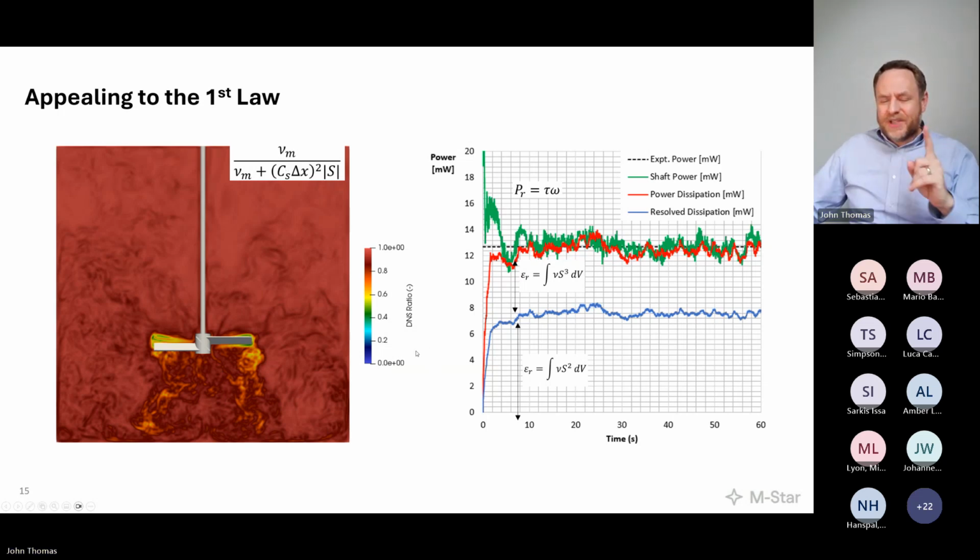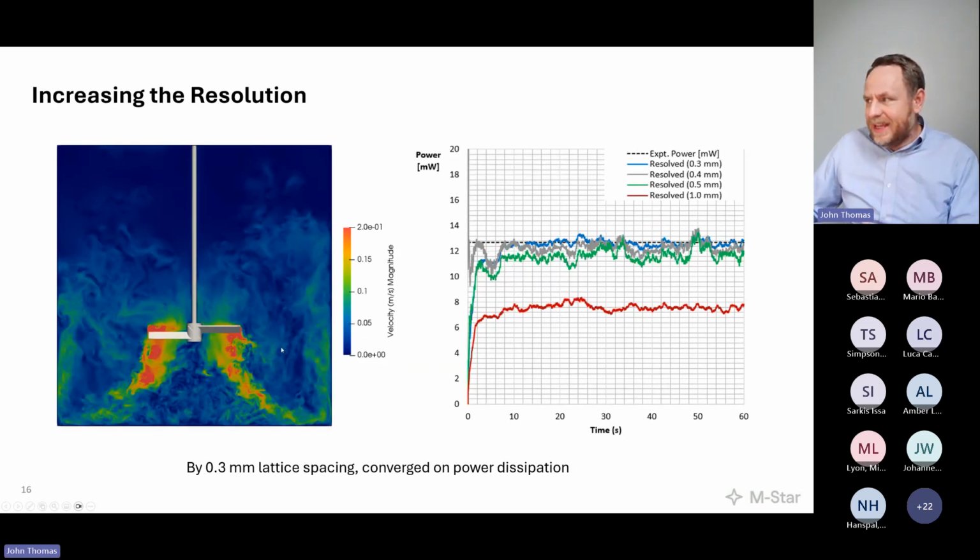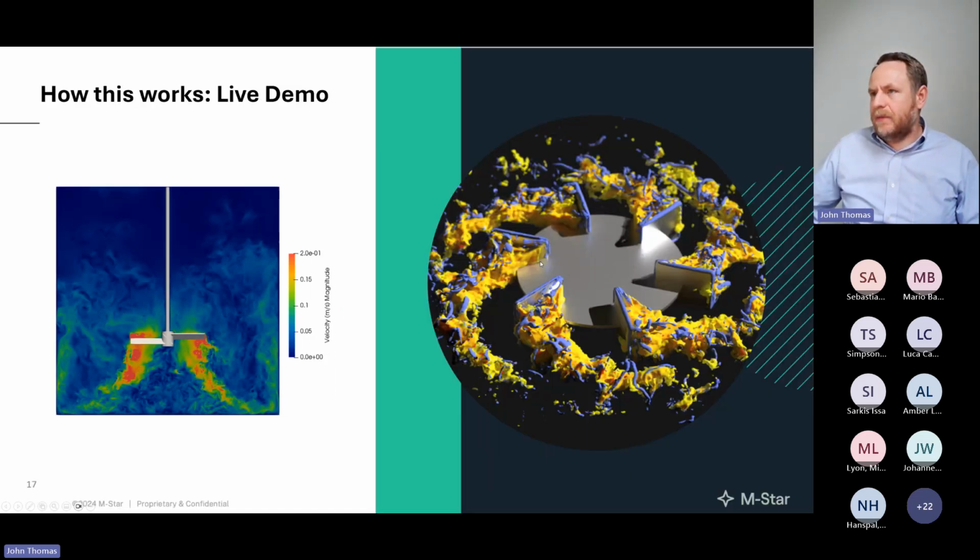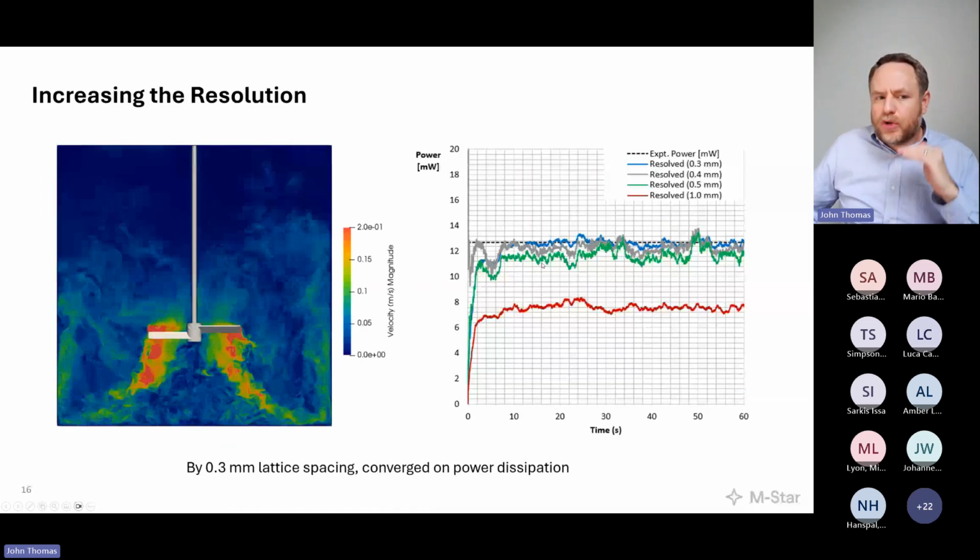Let's watch this. So here is me cranking up the resolution of the simulation, going from 1 millimeter, 0.5, 0.4, 0.3. And this is the resolved component of the energy dissipation. What am I seeing here? The total shaft power isn't changing. I'll talk about this next in the live demo. The total shaft power isn't changing.